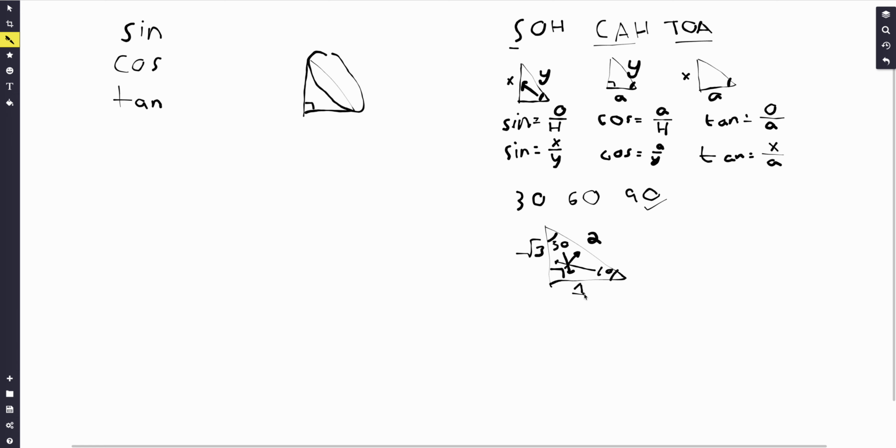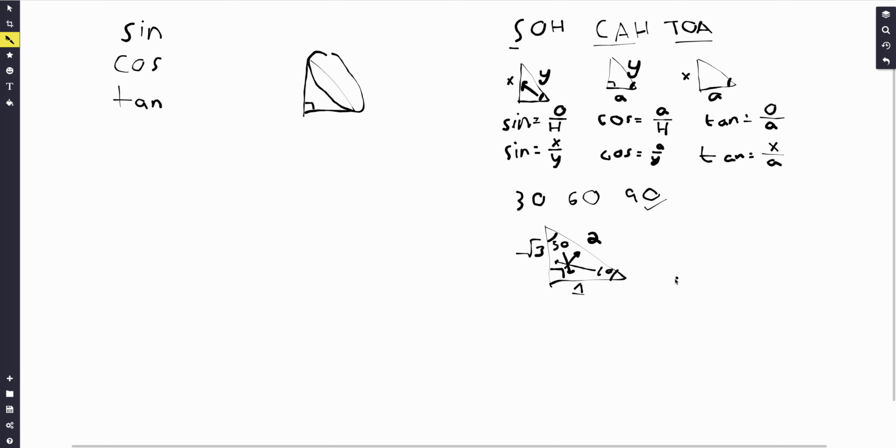A way I like to remember this is that 90 is seen as the biggest angle, and 2 is a bigger number compared to the square root of 3 and 1. The next largest angle would be 60 degrees, and the next largest side is the square root of 3. And then the smallest angle is 30 degrees, and the smallest side is 1. So that's one of the special cases you have to know.